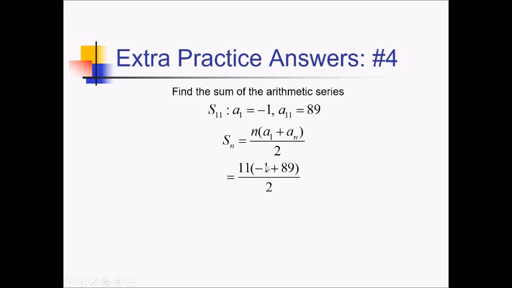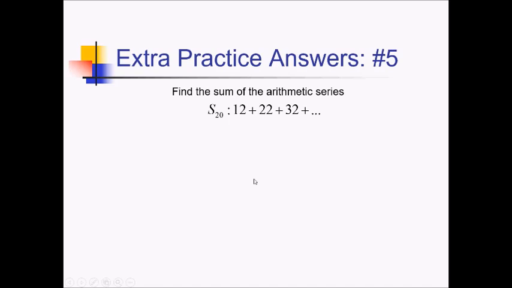So negative 1 plus 89, that's going to be 88. Dividing that by 2, that's going to be 44 times 11. What's 11 times 44? Well, 10 times 44 would be 440, plus another 44 would be 484.